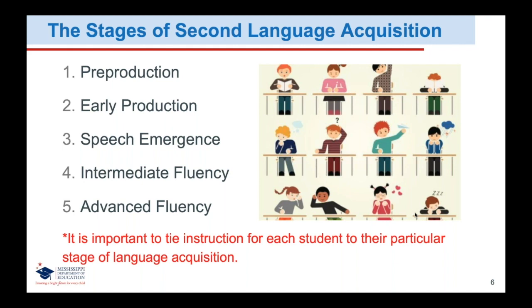In the early production stage, now these students have a little bit more English, and they can respond to us with 1 or 2 word responses. They use very simple vocabulary. Keep in mind, though, at each of these stages, even the pre-production stage, the students really understand a lot more than they're able to express. These students at the early production stage have between 500 and 1,000 English words that they can use to communicate, and the communication that they exhibit for us is generally 1 or 2 word responses, very limited.